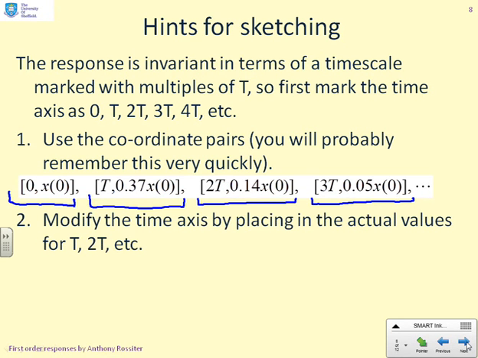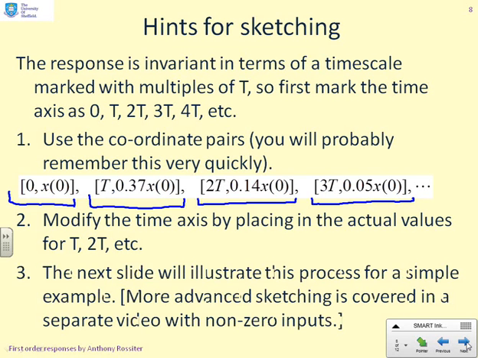So we modify the axis next by placing the actual values of time. So we basically cross out capital T and put the numeric value that we should have there. We'll show this with an example on the next slide.